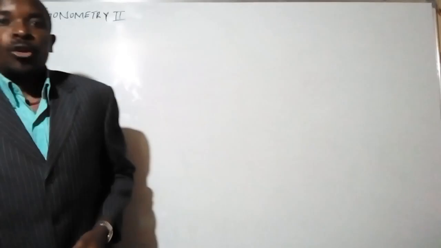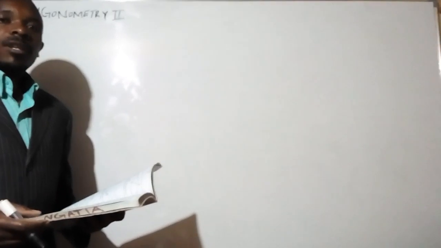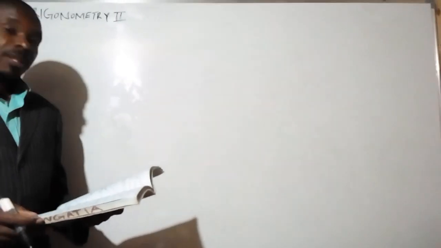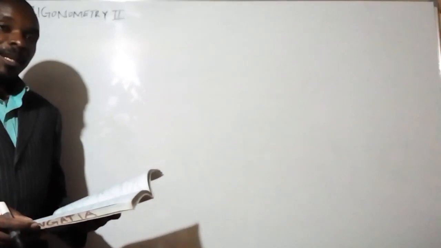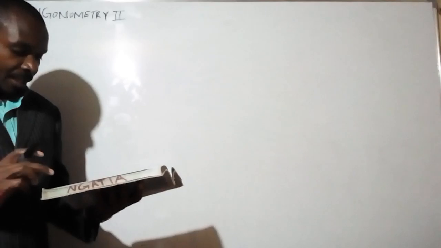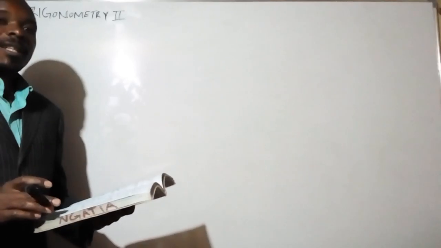We are covering trigonometry 2, and we are going to solve various questions involving trigonometry. We are going to start with the question that was done in the year 2021, and that is KCSE. And here it is. The figure below shows a quadrilateral ABCD.